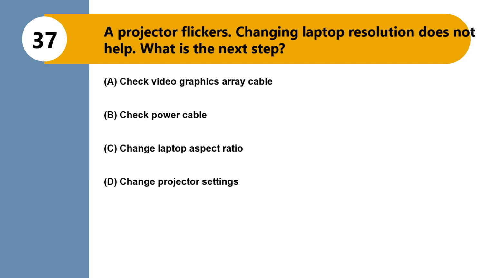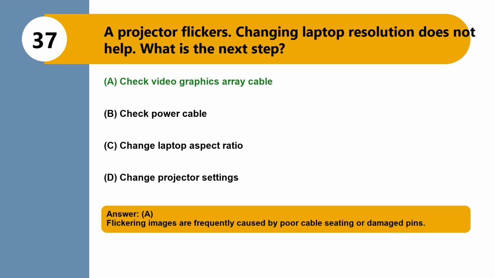Question 37. A projector flickers. Changing laptop resolution does not help. What is the next step? Option A, check video graphics array cable. Option B, check power cable. Option C, change laptop aspect ratio. Option D, change projector settings. The correct answer is option A, check video graphics array cable. Flickering images are frequently caused by poor cable seating or damaged pins.